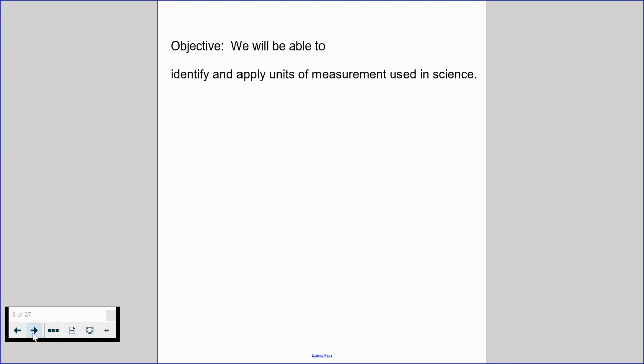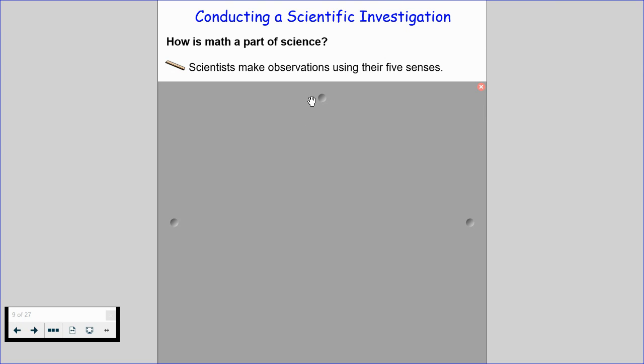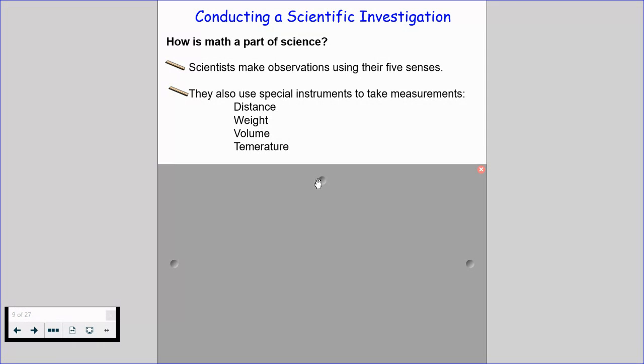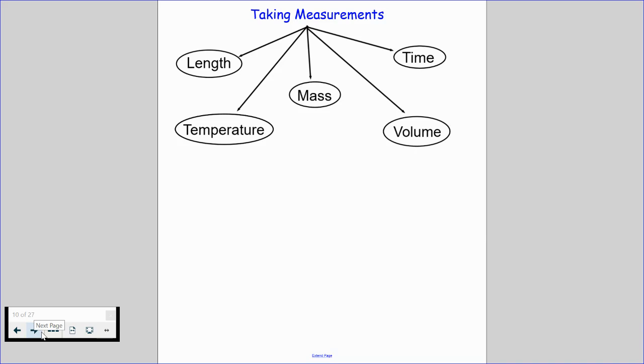Okay, so next thing that we're going to be focusing on, and this is what we're going to be doing using our math book, we're going to be identifying and applying units of measurement. What in the world does that mean? Well, in math and in science, scientists make all sorts of observations. They use special instruments to take different measurements. They can measure the distance, the weight, the volume, the temperature. Scientists use metric units, but here in the United States, we use what we call standard units.